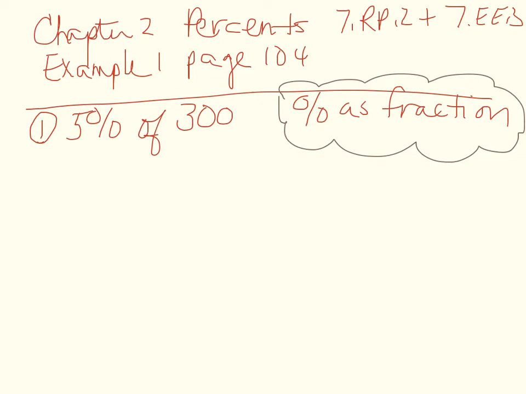All right, and we're looking at example 1 on page 104 in your book, so follow along. And we're going to pull it out. It says find 5% of 300. So if we look at what's reasonable, it's not going to be too much.